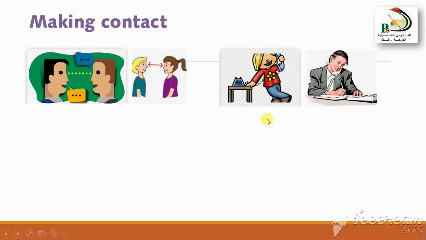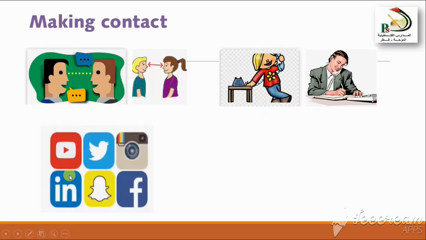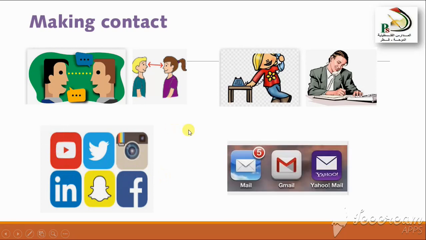Or either we call them if they are away from us. Or maybe we found some social media friends on Facebook, Instagram, Twitter, Snapchat, LinkedIn, or YouTube. We comment on our favorite celebrities' videos. Or if we are in a professional life, we email them. So, in different ways, we try to communicate.